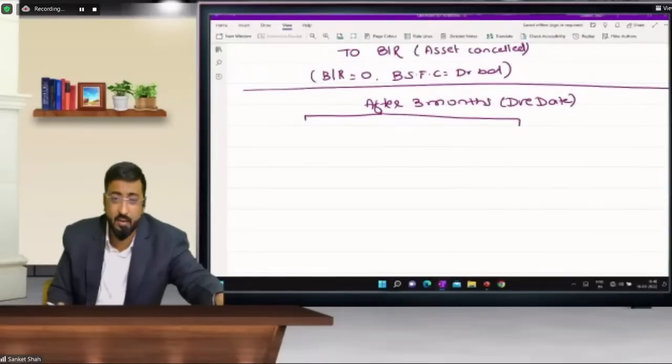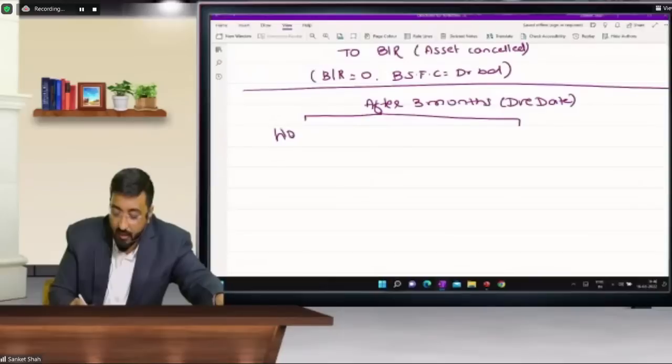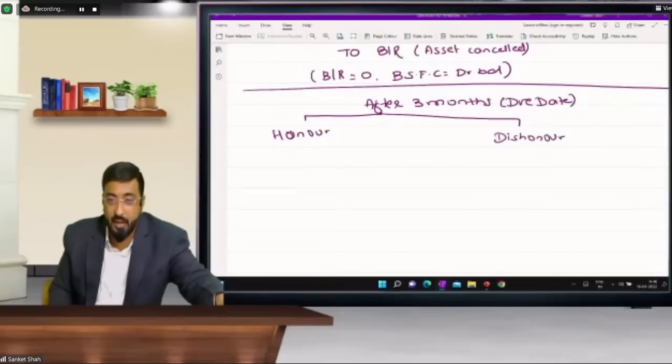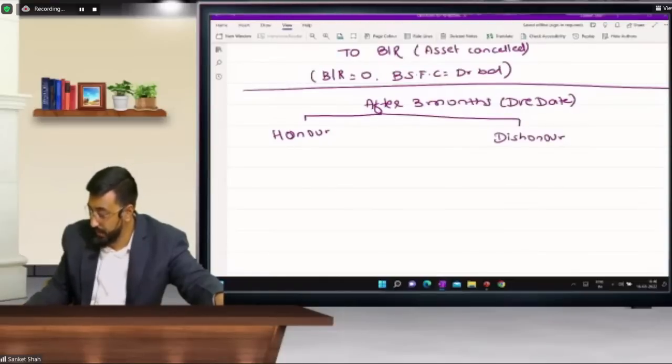Yes, X honors the bill. Honor, after 3 months on due date. Or might be X turns out to be a traitor. Dishonor. He has not paid the money. So now what is going to happen?